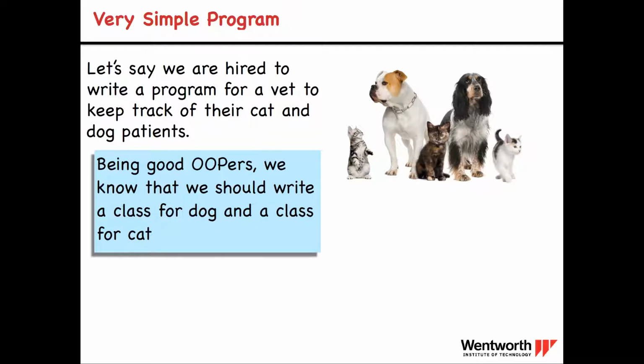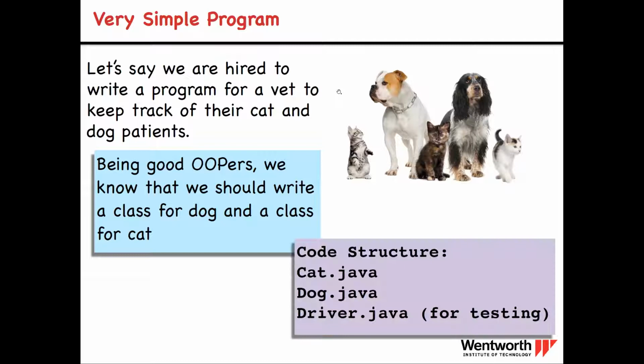So let's say we're hired to write some application for a vet and keep track of their dog and cat patients. Now, it's not going to be anything complicated. We're going to have things like a name and an ID and a few other properties to represent these pets. So being good object-oriented programmers, we know that we should probably write a class for dogs and cats. And of course, you could imagine other classes as well for different types of pets, but we're going to stick to 2 for the moment. So our structure is going to look like this. We're going to have a cat class, a dog class, and then some other class that has main.